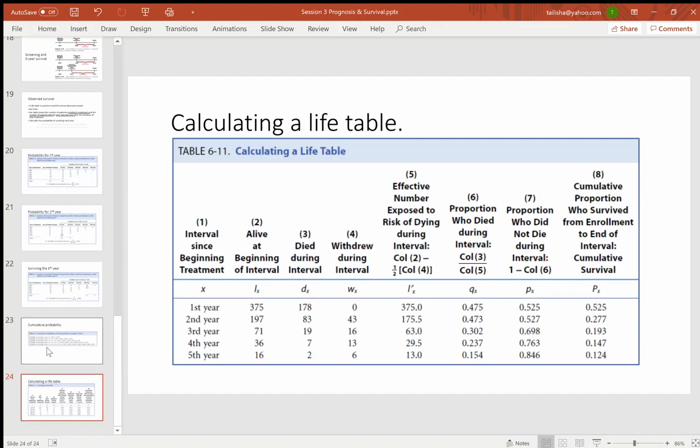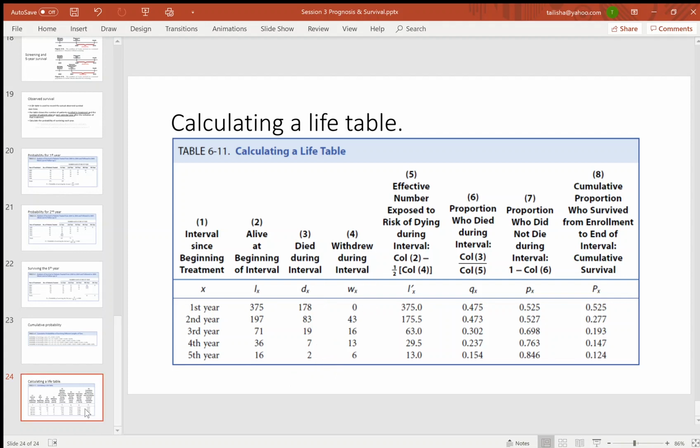And then this is another way of visually representing what it is that you just did. Okay? So this is the cumulative proportion who survived from enrollment to the end of the interval. And if you are a person who kind of shirks away from representations of numbers, this can seem a little overwhelming. But again, you just follow the columns. The interval since beginning treatment: first year, second year, third year. Who was alive at the beginning of the interval? 375 people. Only 16 were alive at the beginning of year 5. Who died during the interval? 178 all the way down.